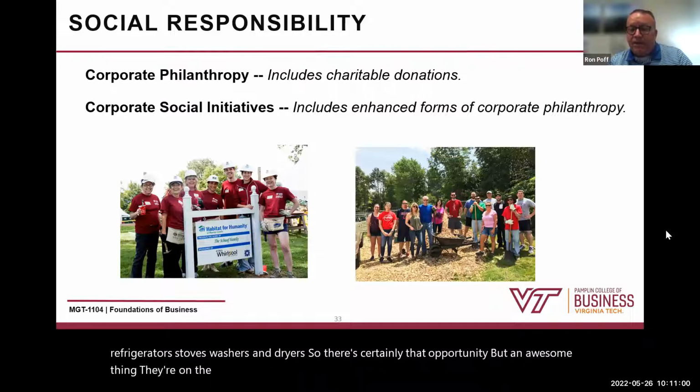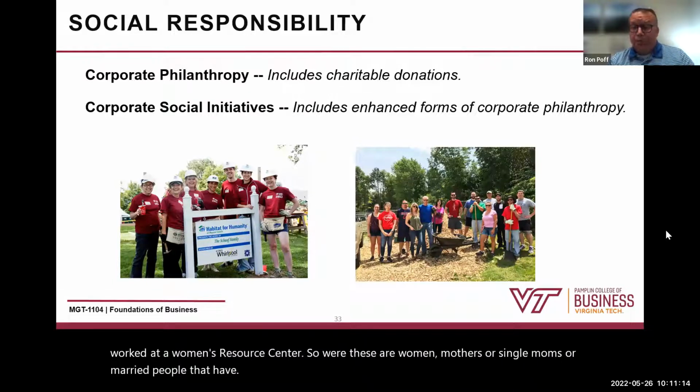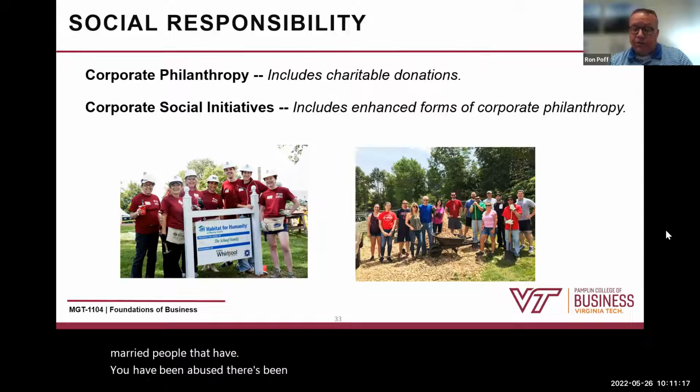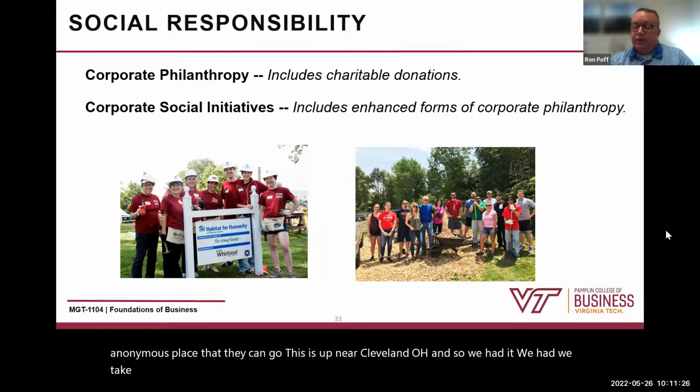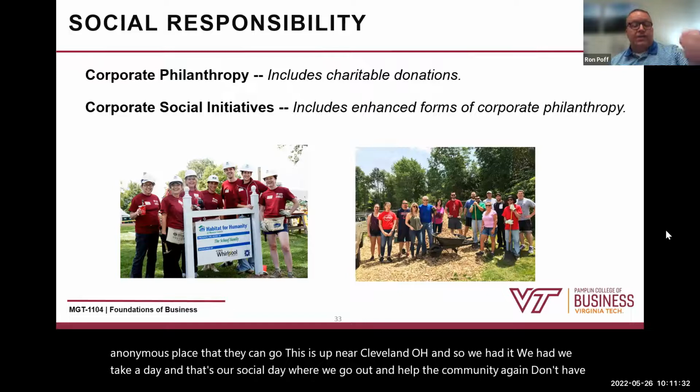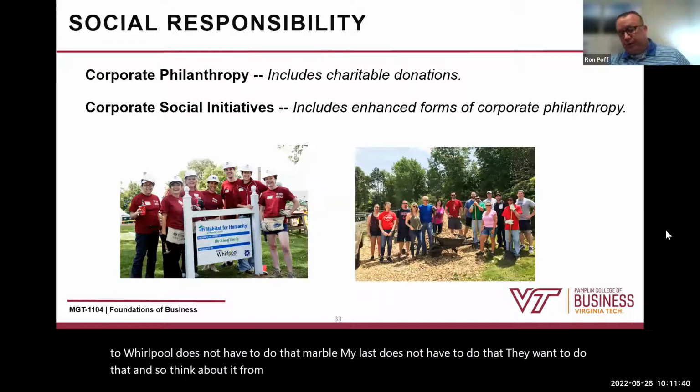There on the right-hand side, that's actually my old organization where we went and worked at a women's resource center. So these are women, mothers, or single moms, or married people that have been abused. There's been physical abuse, so they try to escape, and there's an anonymous place that they can go. This is up near Cleveland, Ohio. And so we take a day, and that's our social day where we go out and help the community. Again, Whirlpool does not have to do that. Marble, my last company, does not have to do that. They want to do that. And so think about it from a social responsibility standpoint.